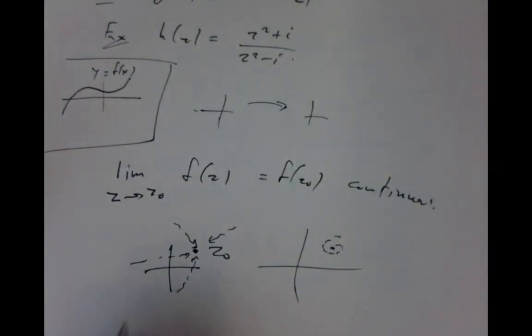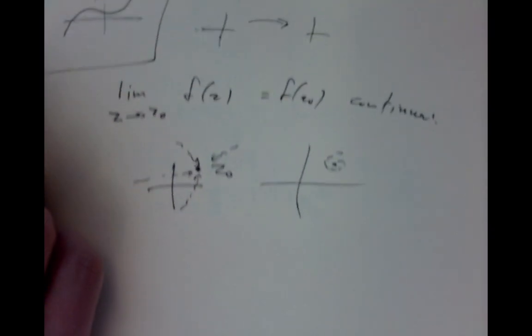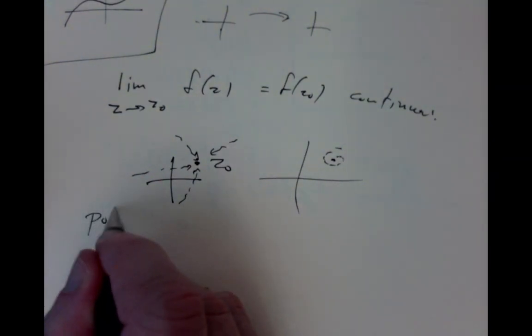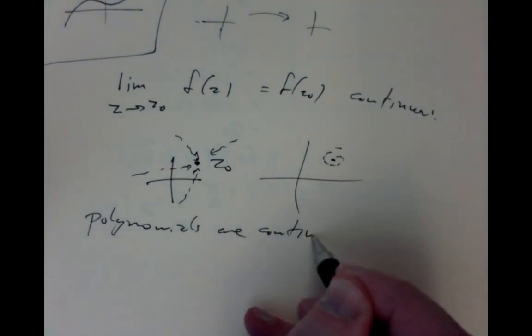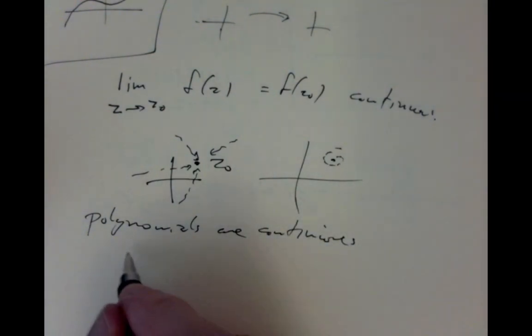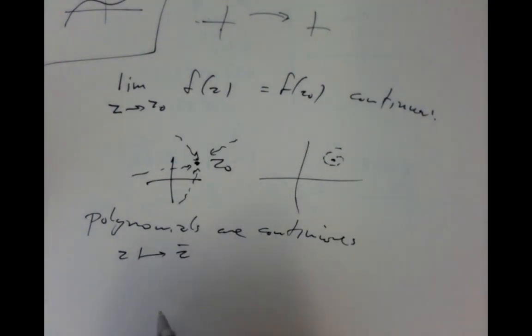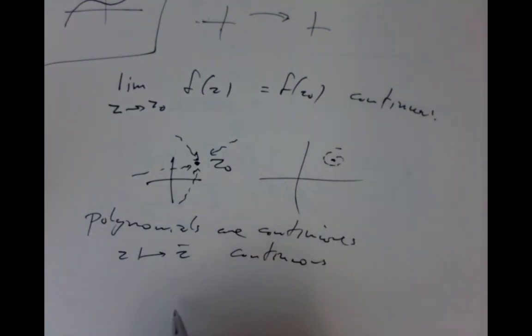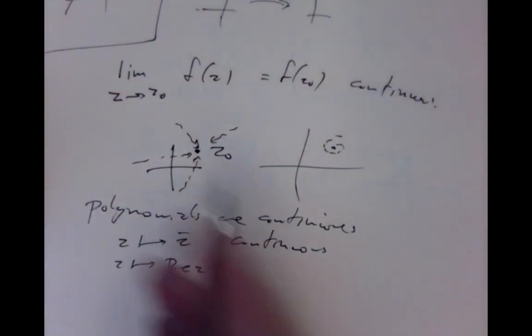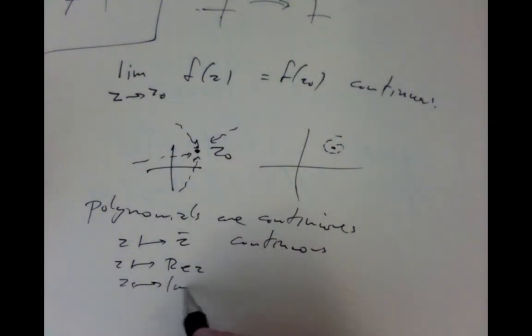It's not hugely difficult. We won't go through the effort of doing it to show that, in fact, polynomials are continuous. Also, that as z goes to z bar, the conjugation mapping is continuous. And that various other natural things like z goes to the real part of z. If you only move z a little bit, you only move its real part a little bit. And z goes to the imaginary part of z are also continuous. Those are all continuous functions of a complex variable.